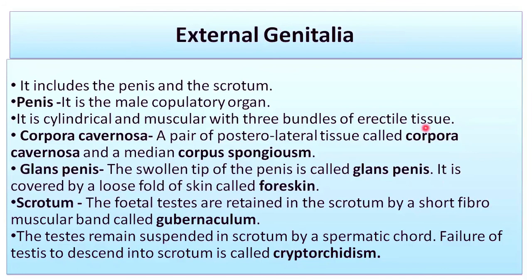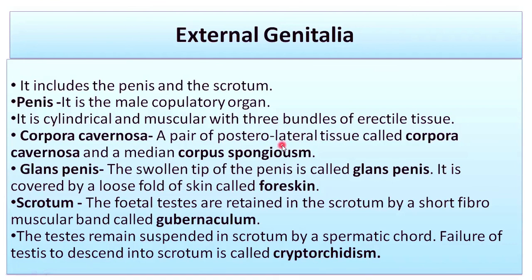Now see, up to now we learned about the internal genitalia, how the sperm transfers towards the urethra. What is the way of that transferring of the sperm? Now I am going to explain just the external genitalia. It includes the penis and the scrotum. So students, you know that the testes are inside the scrotum. Now, the penis is the male copulatory organ, useful for intercourse. It is cylindrical and muscular with three bundles of erectile tissue.